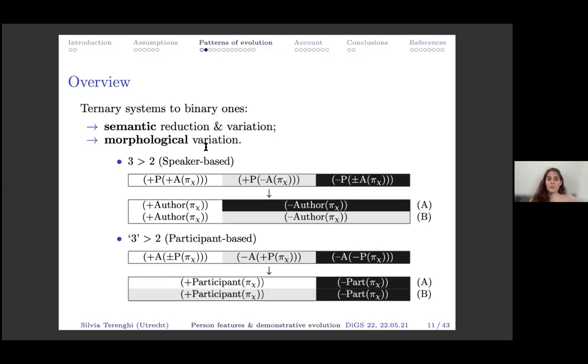On top of this, we also have morphological variation. So here, these are the resulting systems, right? So the A rows show that the form of the semantic domain that gets lost is lost as well. Whereas in the B rows, we see that the form that expressed the semantic domain that gets lost is actually reinterpreted, and so it's preserved in the system to the expense of another form from the original paradigm.